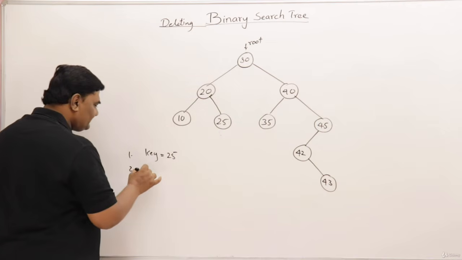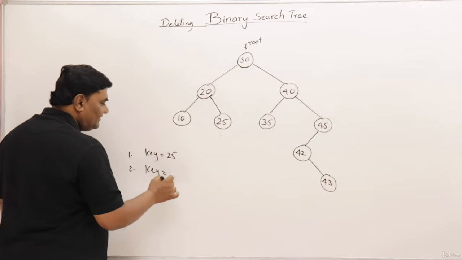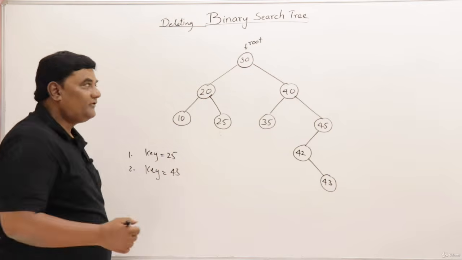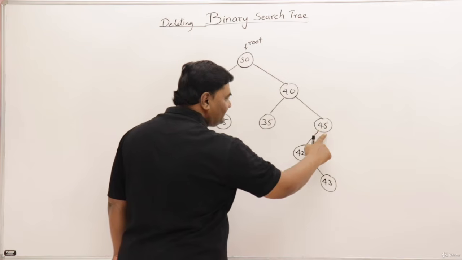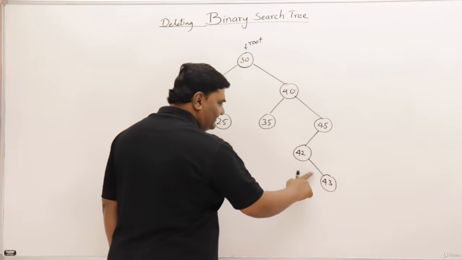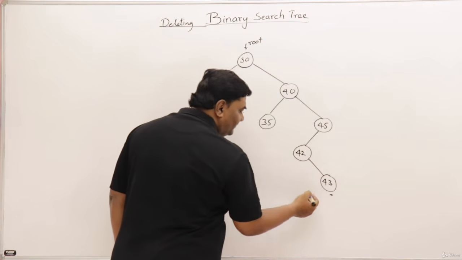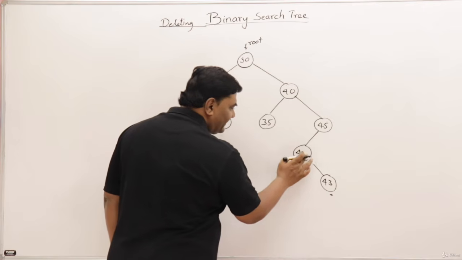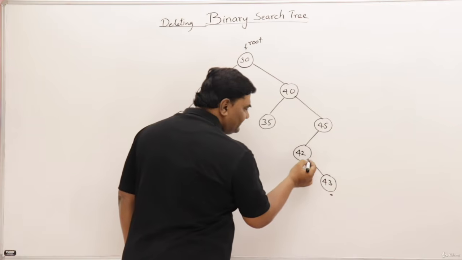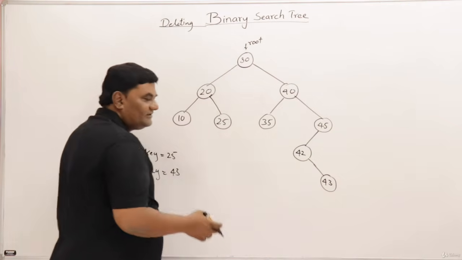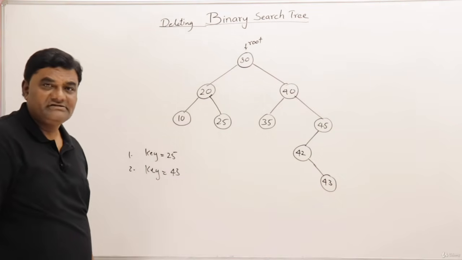Now let me take another example. I want to delete a key 43. Search for 43. 43 is greater than this and greater than this one. Less than this, come to left. It's greater than this. Yes, found. So delete the node. Then make this right child link null. That's it. So node is deleted. I'll put it back. So these were simple examples.